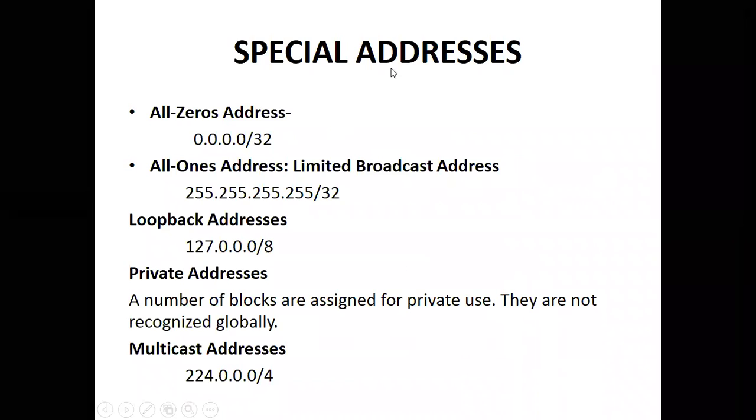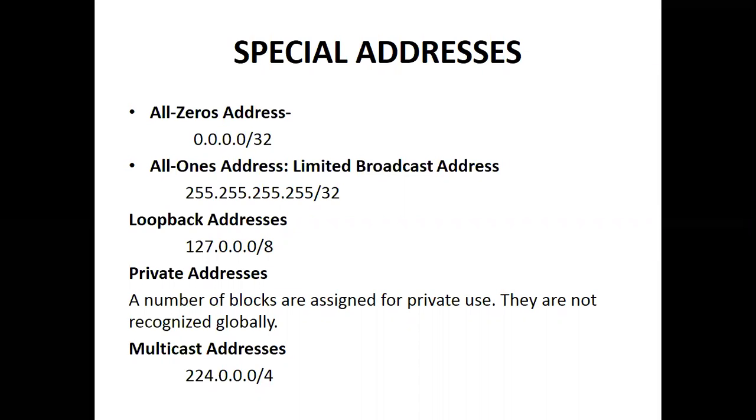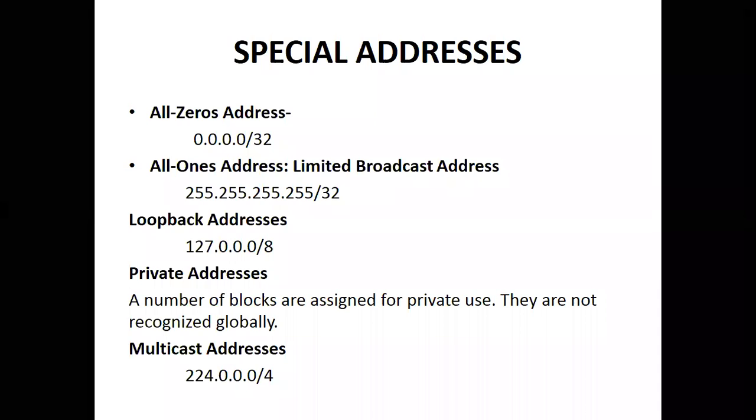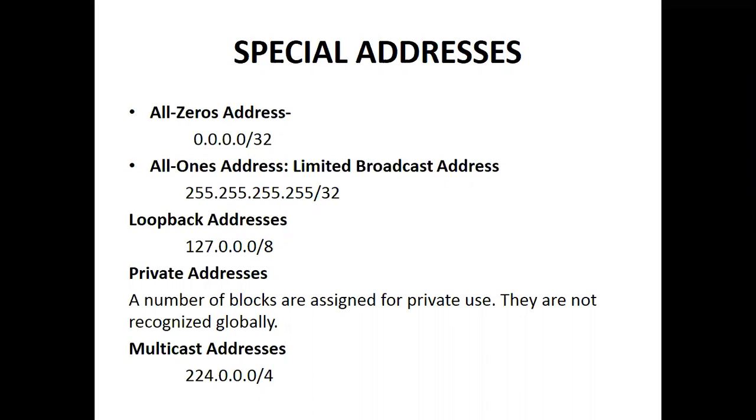Now here certain special addresses can be used. When all zeros are there, you have the special address 0.0.0.0/32. This special address is used when an IP packet has to be transmitted to the destination machine, and this particular source doesn't know its own IP address. At that time it will write 0.0.0.0, because it does not know its own IP.